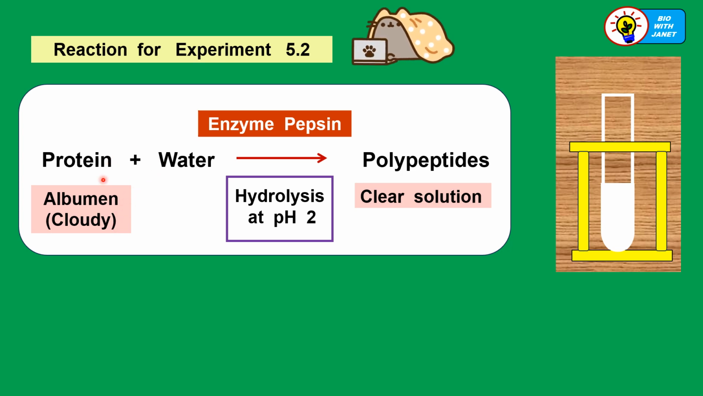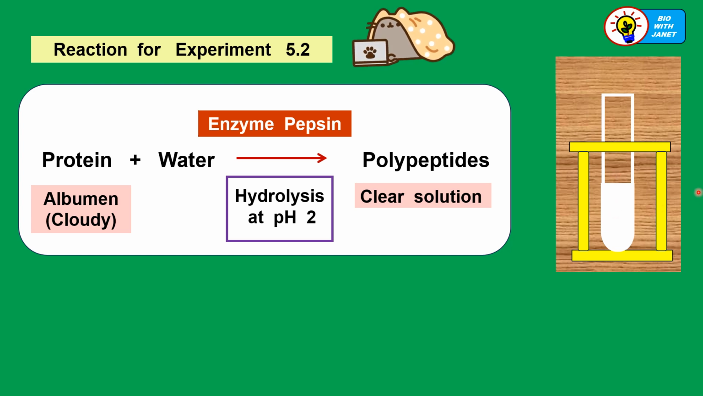Now, after all the protein in the albumin has been broken down, the cloudiness will disappear, because polypeptides form a clear solution. So after about 20 minutes, the cloudy solution should become clear if there is digestion of the protein or the albumin. Let's look at this picture here.